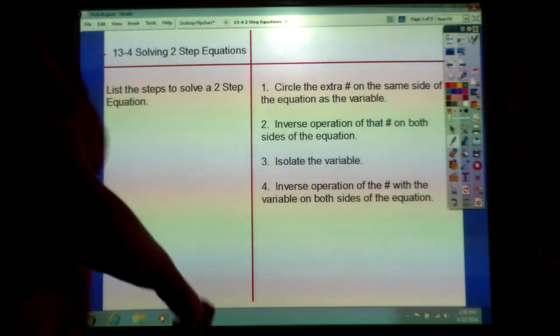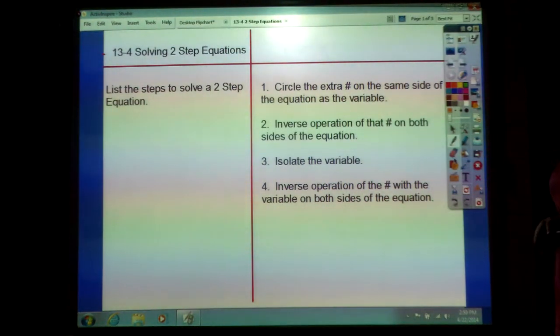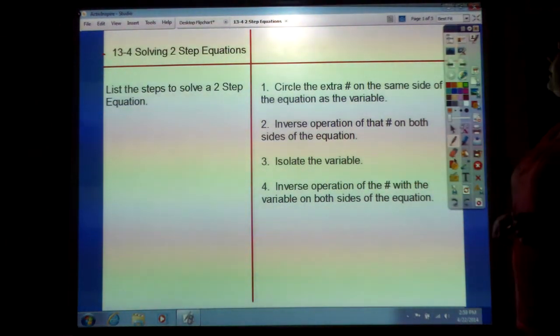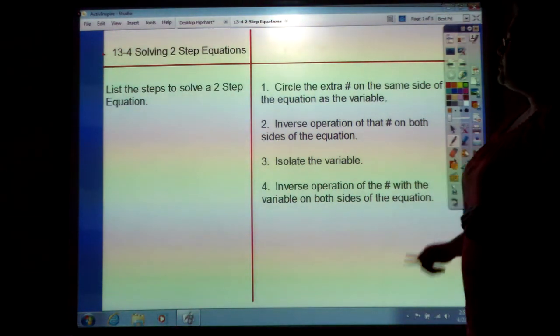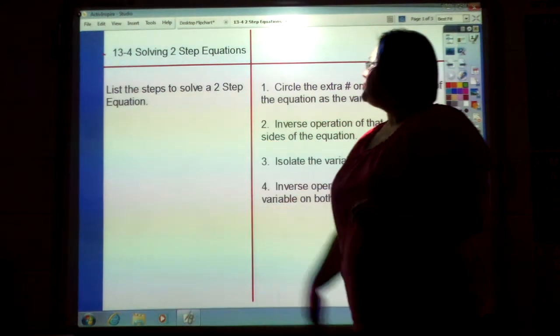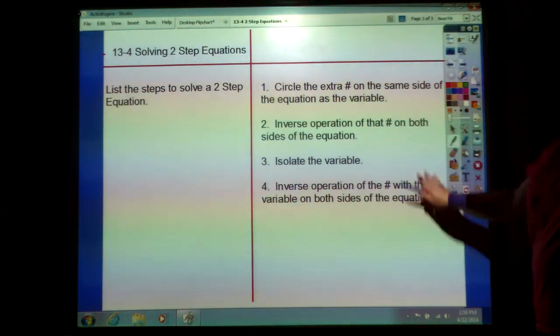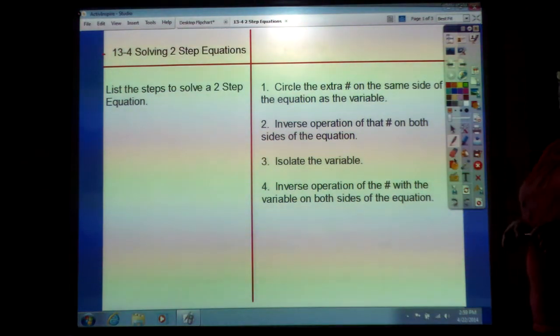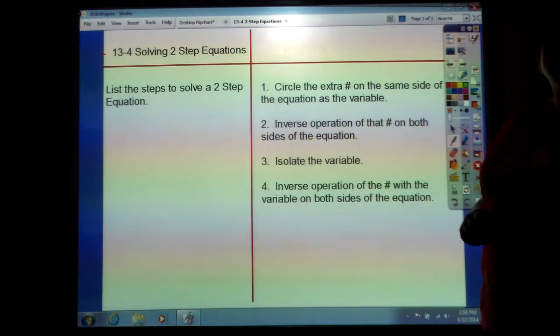Good afternoon, class. Today we're going to be looking at solving two-step equations, which is from Chapter 13, Lesson 4. I've already listed the steps for you on your notes guide, so you have the question, list the steps to solve a two-step equation, and we just need to fill in what our steps are. It's pretty much the same thing as the one-step equations, except you have an extra number in that equation.